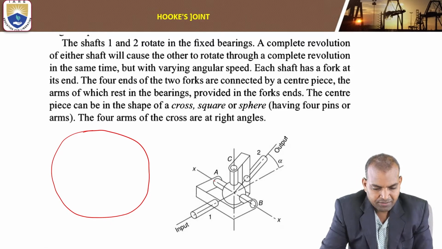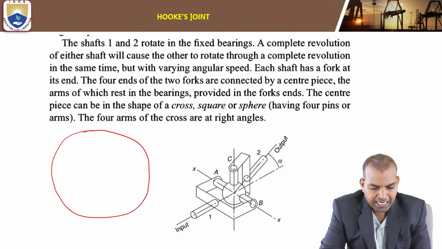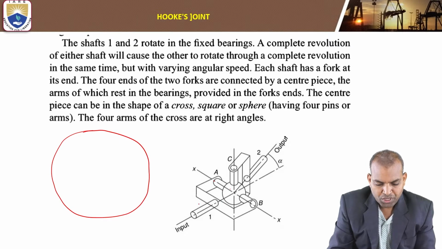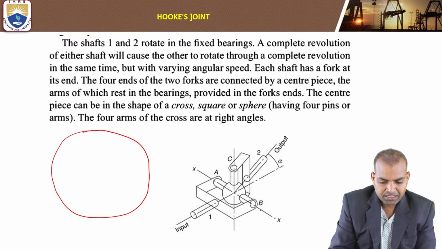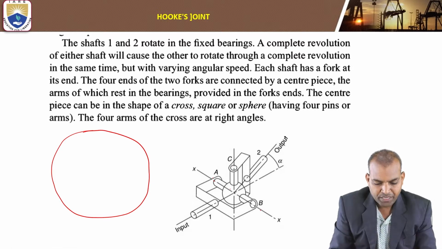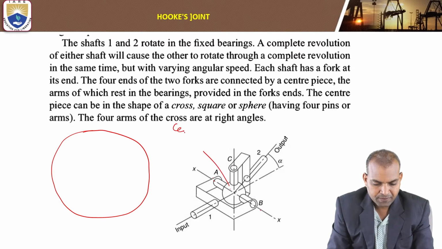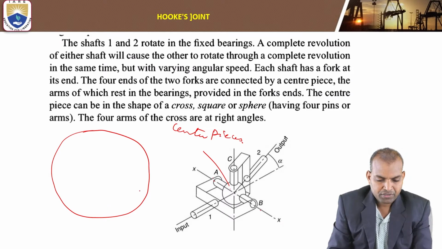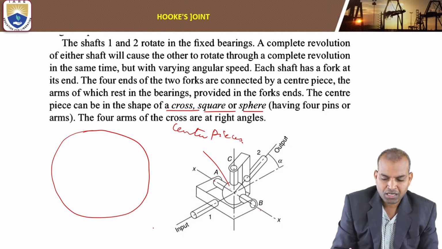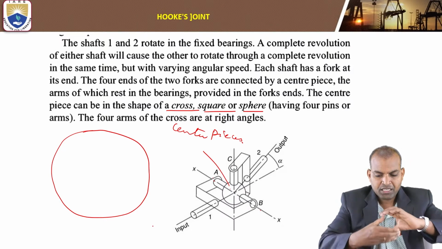Now there are letters A and B, and the I end portion is there. One more thing: the input shaft has fork ends A and B, and the output shaft has fork ends C and D. The four ends of the two forks are connected by an eyepiece or centerpiece, called the I. This centerpiece can be in the shape of a cross, square, or sphere. But the main principle is that it should have four pins or four arms.